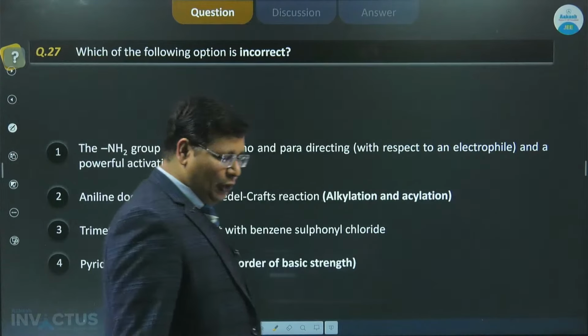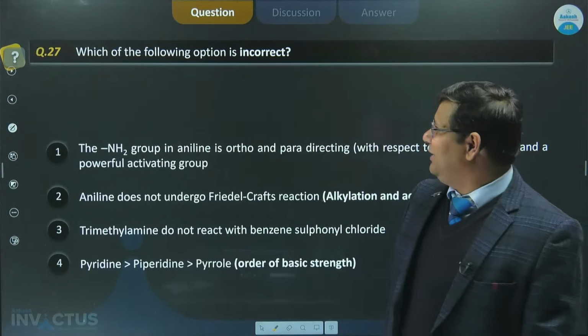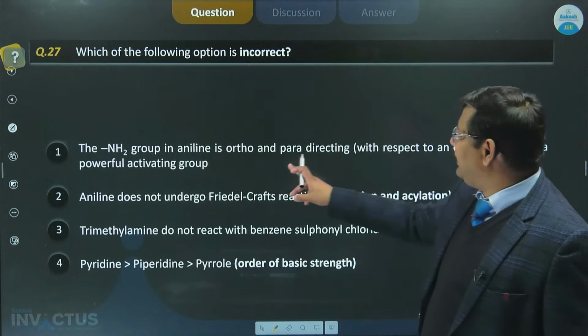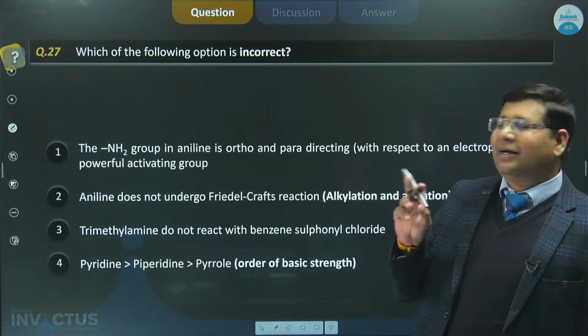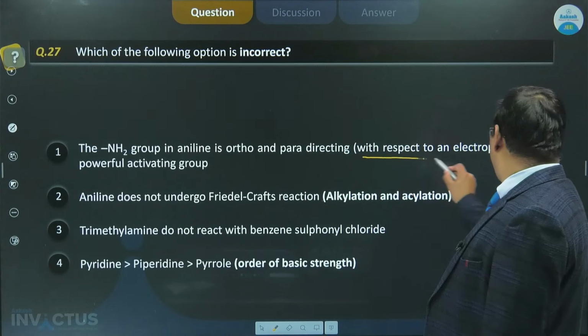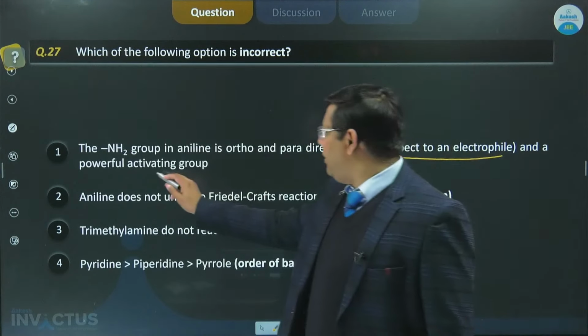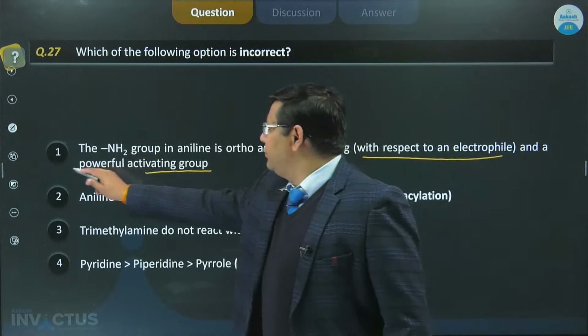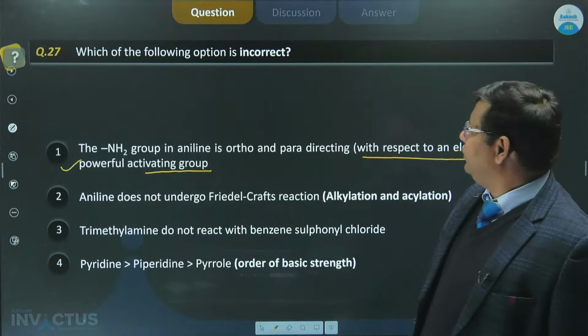Question number 2 of this slide. Which of the following options is incorrect? The NH2 group in aniline is ortho and para directing with respect to electrophile and is a powerful activating group. Definitely it has a very good +M effect. So this statement is very true.